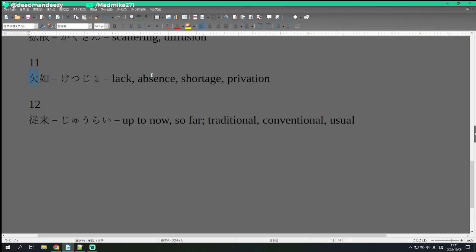Ketsujo. You probably have noticed by now a lot of these kanji, you really only need to know the meaning of the first one to get the meaning of the whole thing. That's not always true, so you can't treat it as a rule and just learn the first kanji in every word you see, but it's sometimes true, so it can be kind of a good rule of thumb. Ketsujo is a lack or absence of something, a shortage or privation.